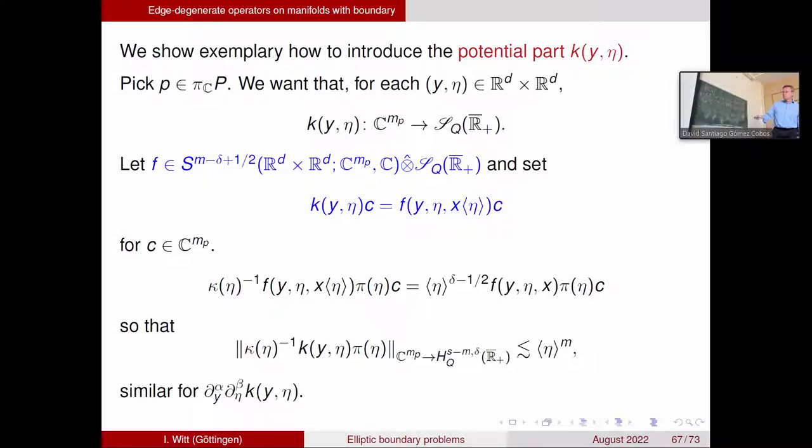So yeah, if we now take the operator norm, actually it doesn't end up in that space, but in this much smaller space. And then here the order was m minus delta plus 1/2, here we have a delta minus 1/2, so in total the order is m, so we get that. Okay.